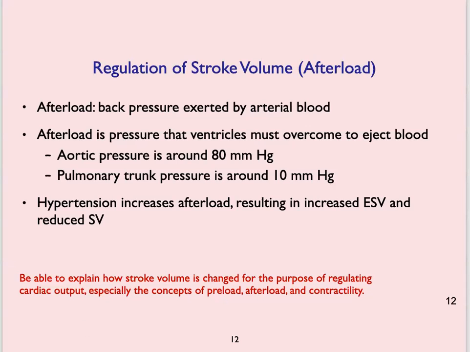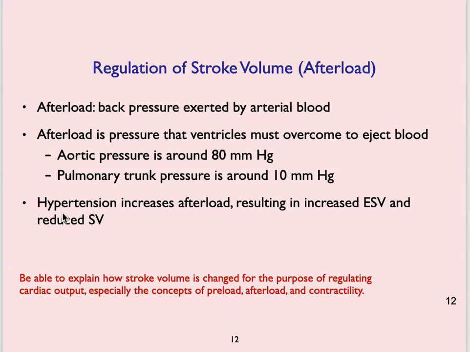The third major factor influencing stroke volume is called afterload. Afterload measures the back pressure coming from the arterial system, pushing back against the ventricle. So it's also the pressure that the ventricles must overcome in order to eject blood. Aortic pressure is usually around 80, and pulmonary pressure is much lower, usually about 10 millimeters of mercury.